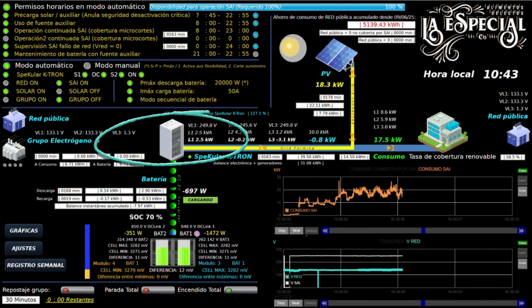SpeKular TRON is the core of the system. It integrates all the components by interoperating with all of them, resulting in a single operating system. SpeKular TRON is the system intelligence and the one that builds the grids.